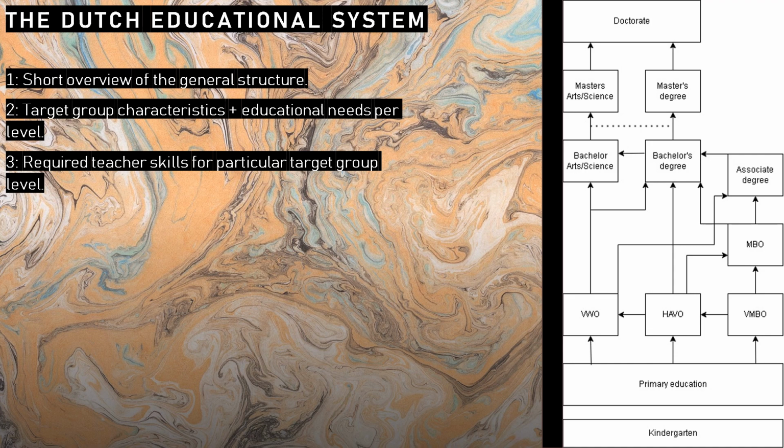Students from VMBO usually go to MBO and then associate's degree, bachelor's, master's, and then doctorate, but they may also choose to go from VMBO to MAVO, HAVO, VWO, bachelor's, master's, doctorate. MBO provides education and training to the backbone of the Dutch workforce.